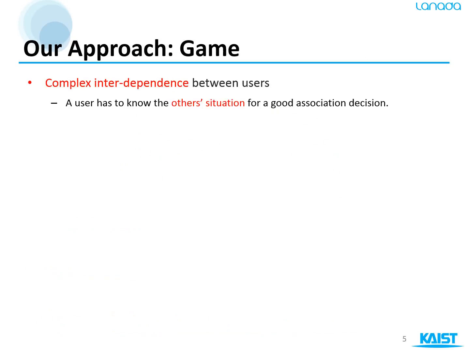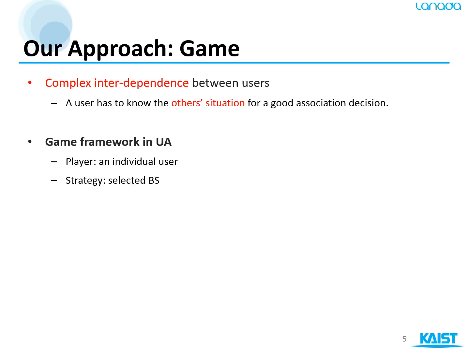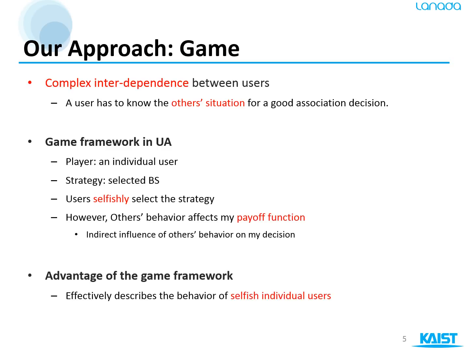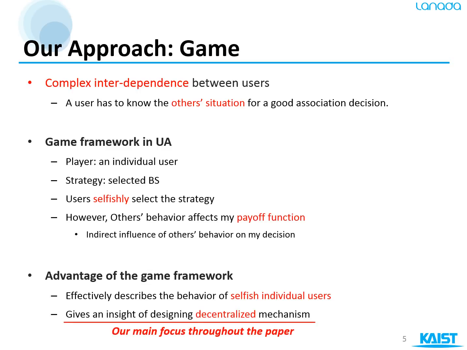In order to solve the problem, we take a game theoretical approach. The game theory describes the complex interdependence between users, and in this paper, we describe the user association problem in a game framework as follows. The player is modeled as an individual user, and the strategy is modeled as selecting a base station, and users selfishly select the strategy, but the other guy's behavior affects my payoff function. The advantage of the game framework is that it can effectively describe the behavior of selfish individual users, and it can give an insight into designing the decentralized mechanism, which is our main focus throughout the paper.